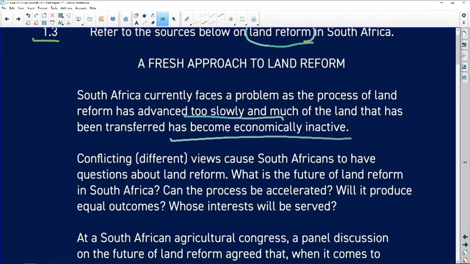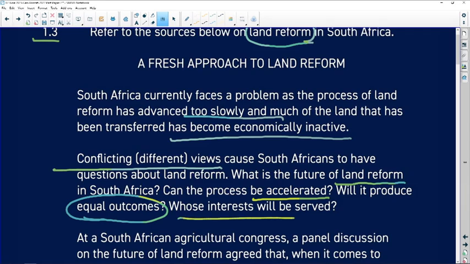Now, obviously, we look at the conflicting views, the different views. Keep in mind, we had apartheid policies. If you look at the history of South Africa, injustices were done. So we need to have a look at what the future is going to hold for land reform in South Africa, and how it can be accelerated. How can we make this happen faster so that there can be equal outcomes, so that both parties can be happy? Once the land's been distributed to someone else, both parties are happy. And most importantly, whose interest will be served.